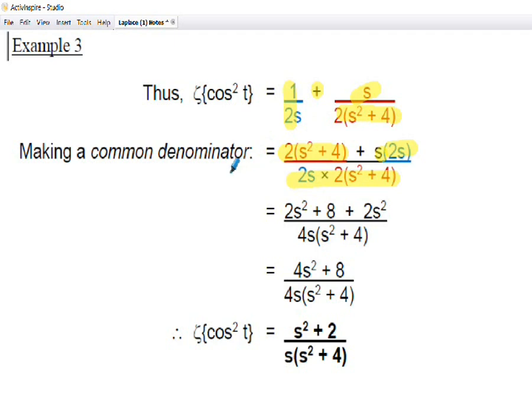Expanding the bracket on the top, this is basic algebra expansion. That gives me 2s squared plus 8 plus 2s squared, and then bringing my like terms together, I get 4s squared plus 8 on the top for my numerator, over the 4s times s squared plus 4 on the bottom, and simply dividing top and bottom by 4, I get s squared plus 2 over s squared plus 4. Okay, so the Laplace transform of cos squared t, which is not in our tables, can be written as s squared plus 2 over s open bracket s squared plus 4.